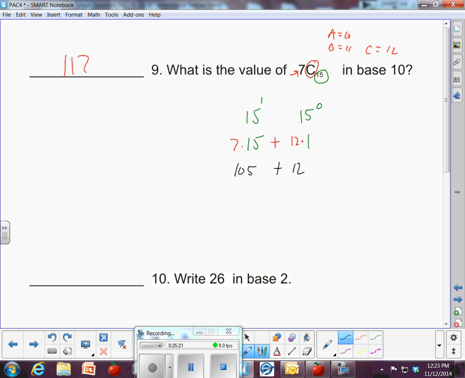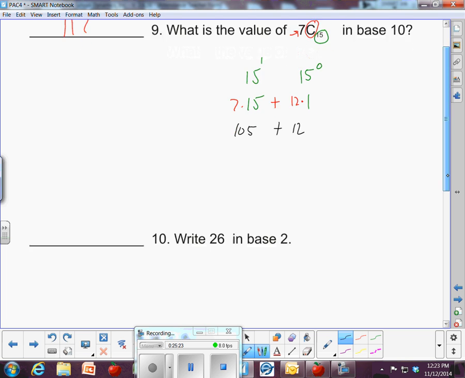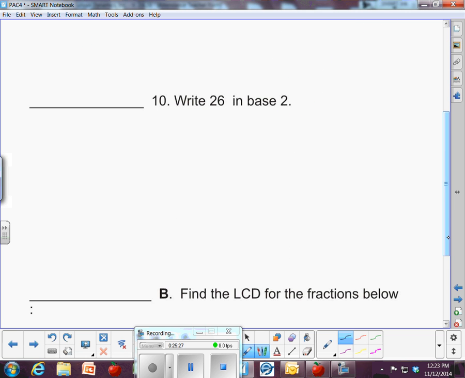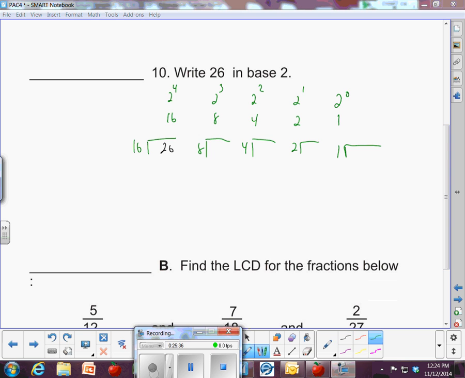All right, let's try the last one. Write 26 in base 2. Anybody want to say their answer? Let's see. Somebody new? Alex? 11010 base 2, right? And that would be correct.